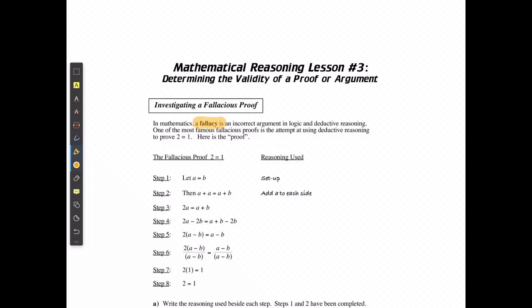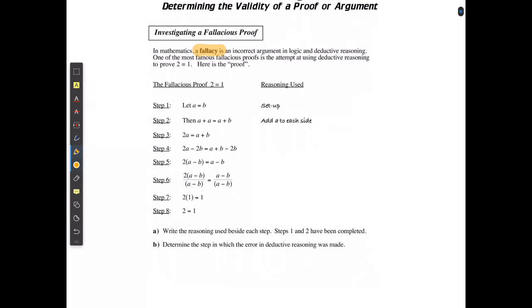One of the most famous fallacious proofs is the attempt at using deductive reasoning to prove that 2 is equal to 1. So, here's the proof that somebody has done. Let A equal B, then A plus A is equal to A plus B, 2A is equal to A plus B, 2A minus 2B is equal to A plus B minus 2B. 2 times A minus B is equal to A minus B. 2 times A minus B over A minus B is equal to A minus B over A minus B. And then 2 times 1 is equal to 1. 2 is equal to 1.